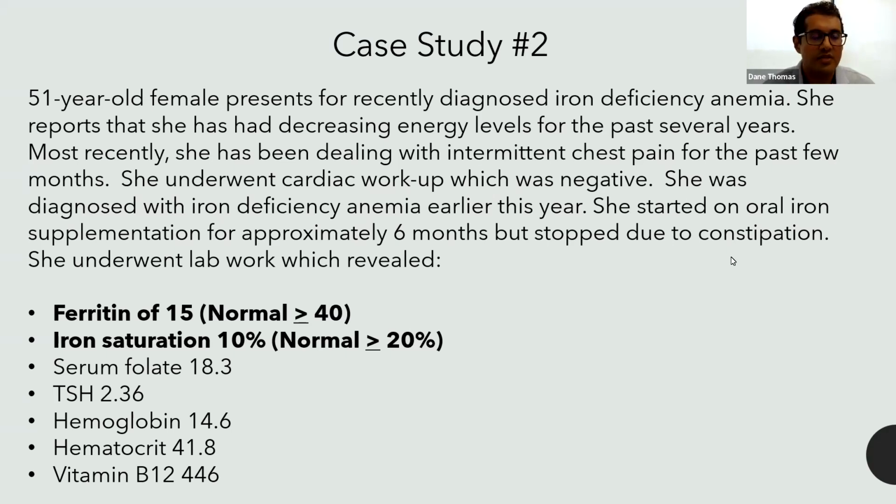She started oral iron supplementation for approximately 6 months, but stopped due to constipation. She underwent lab work, which revealed the following. She had ferritin of 15, which is low, and iron saturation of 10%, which is low, and the rest of her values were normal as listed here.